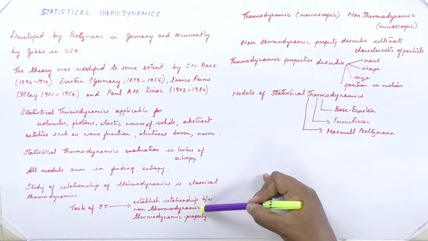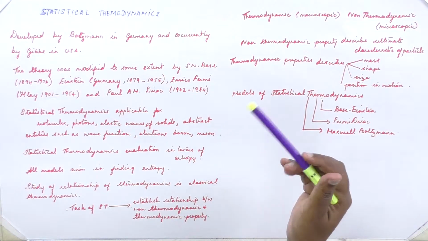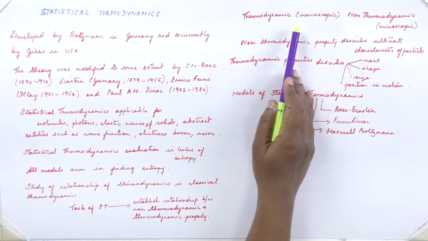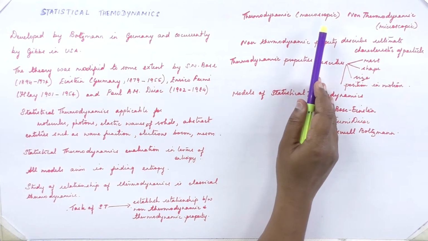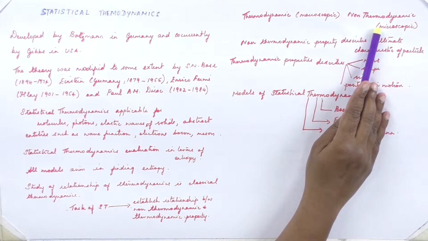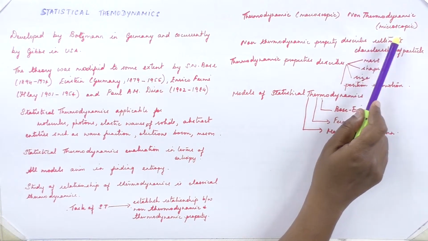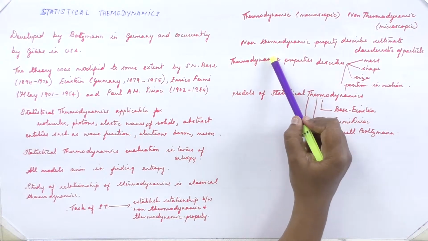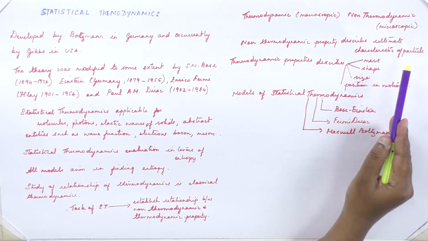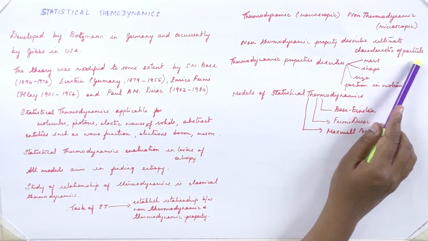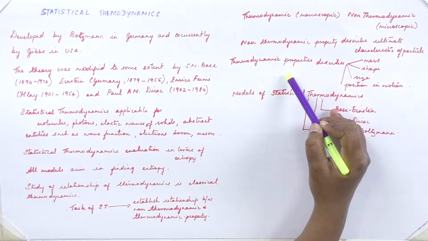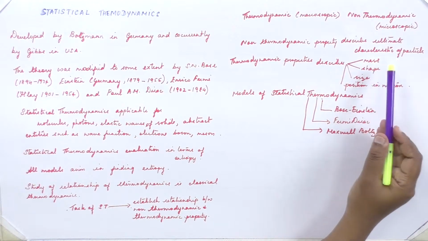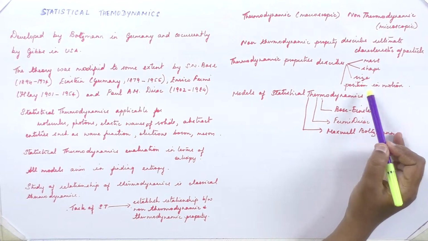non-thermodynamic and thermodynamic properties. There are two types of properties. One is thermodynamic, otherwise called macroscopic, and non-thermodynamic, otherwise called microscopic. Here, the non-thermodynamic property describes the ultimate characteristics of the particle, and the thermodynamic properties describe mass, shape, size, position and motion.